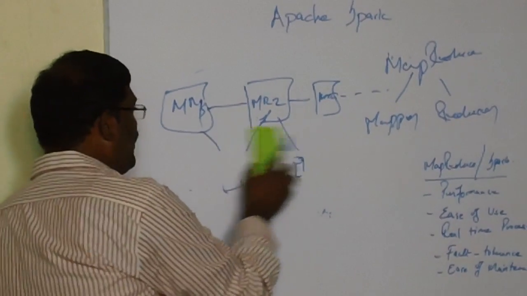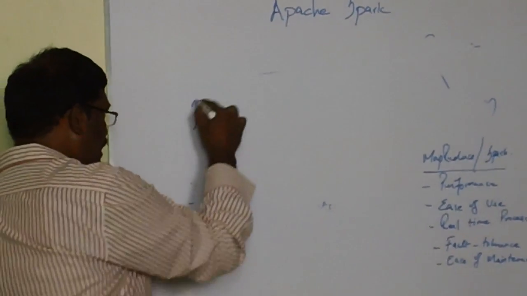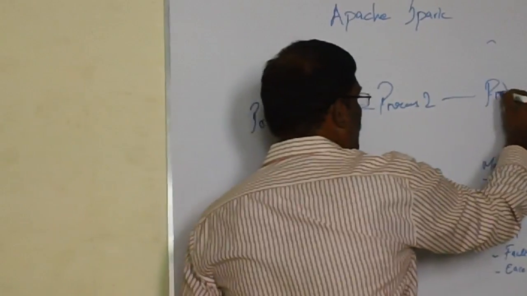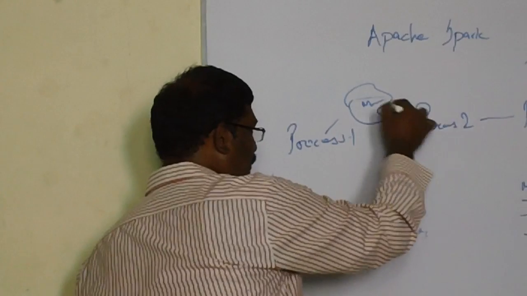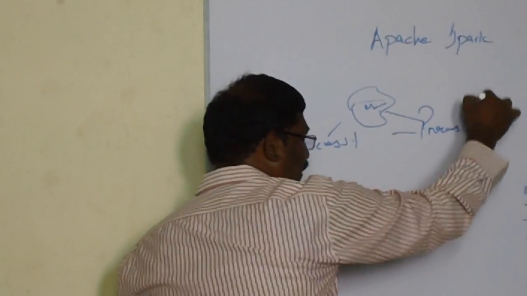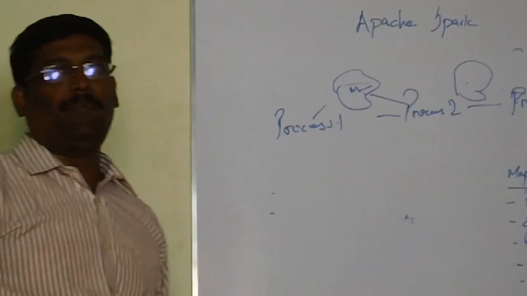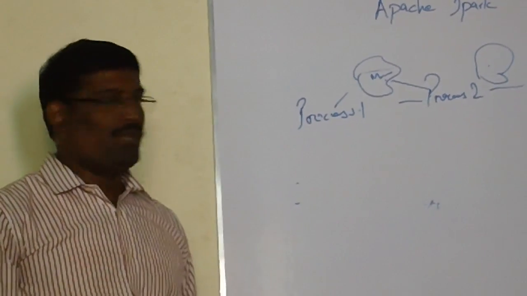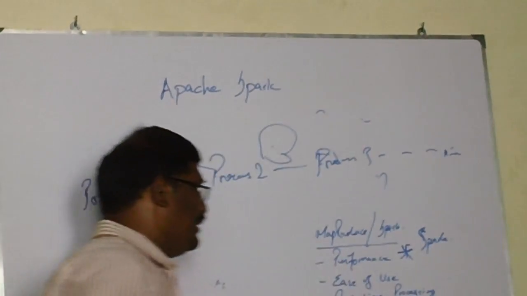But in case of Spark, when we have a number of processes, it may be mapper or otherwise, that are put together, once the data is processed by process 1, it will be stored in the memory, not in the disk. So the next process would take the data from this memory. It will store the result in the memory. The next one would take the result from there. So this is the way Apache Spark is working. Because of this, Apache Spark is several times faster than MapReduce. So performance wise, Apache Spark is several times faster than MapReduce.